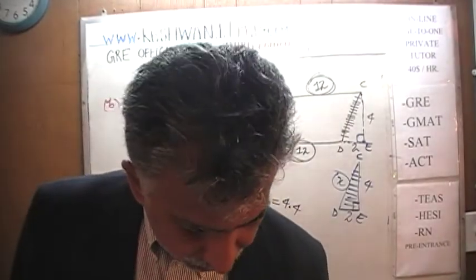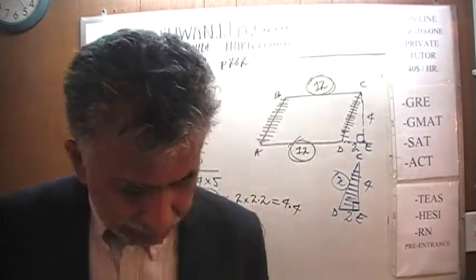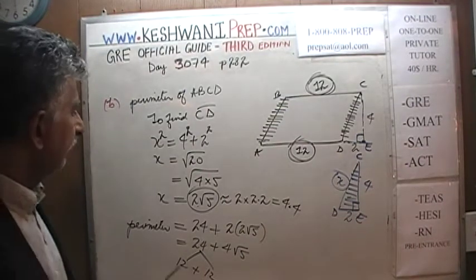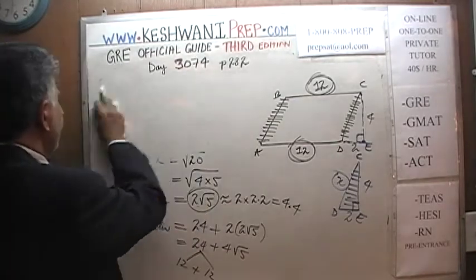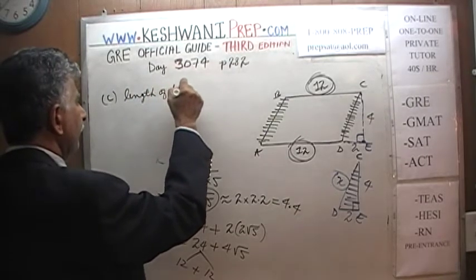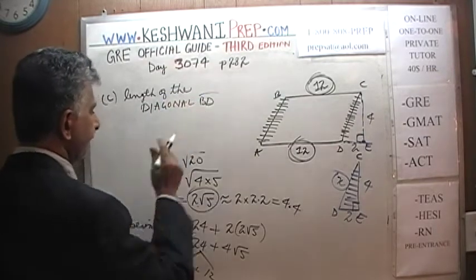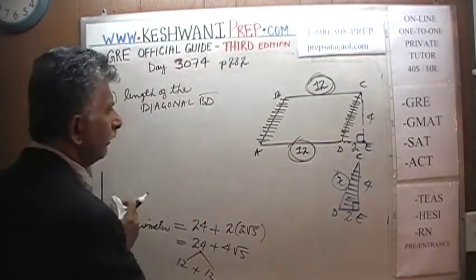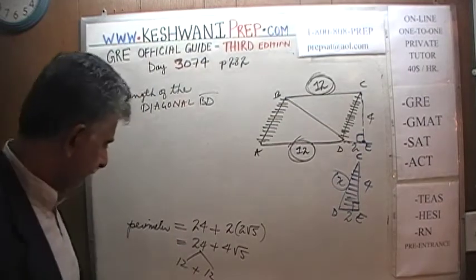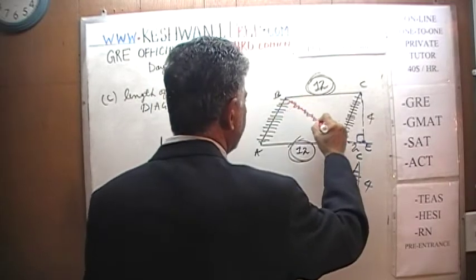Okay, is there a part C? There is part C, and for that we have to figure out the length of the diagonal BD. Again, we're going to use the Pythagorean theorem to figure out the length of the diagonal BD. B to D, this diagonal right here. Length of this diagonal BD right here.